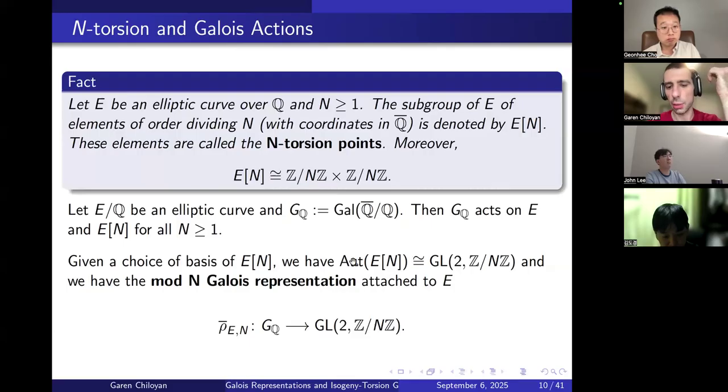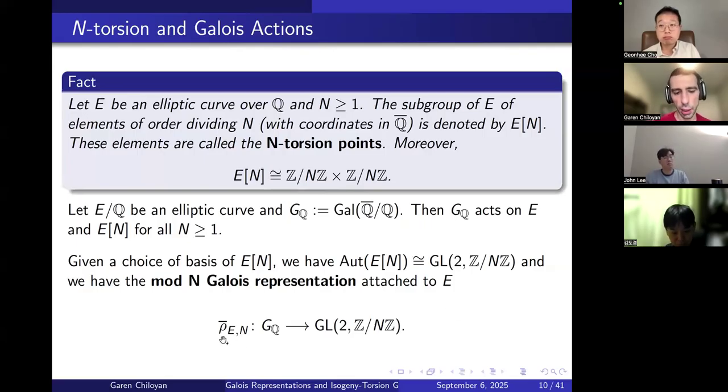We like to study the automorphism group of this. Well, that's kind of like the same thing as studying matrices. If you have these two designating columns of a matrix, instead of talking about the automorphism group of E bracket n, why not just say the group of 2 by 2 matrices over Z mod nZ? So from there, we have the mod n Galois representation attached to E.